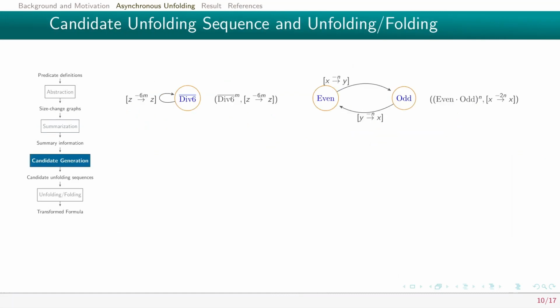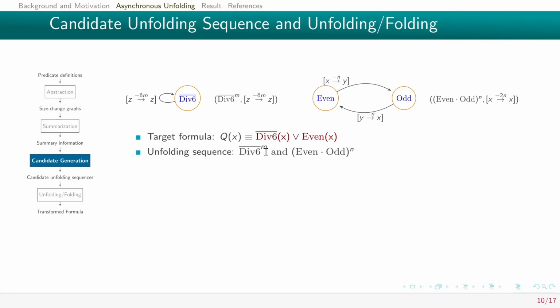Here, I will show step by step how we discover the exact unfolding sequences as the candidates. I'll show by the example of diff 6. We have these two summary information. One for dual of diff 6 and the other one for even and odd. The target formula is this one. We first assume that dual of diff 6 is unfolded m number of times and even and odd combinedly unfolded n times.